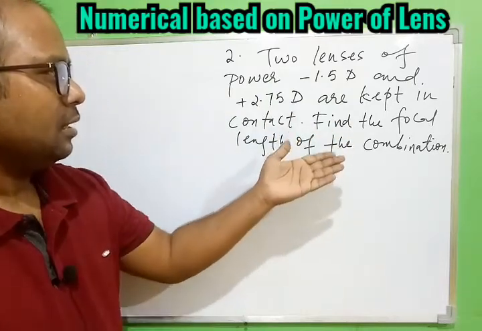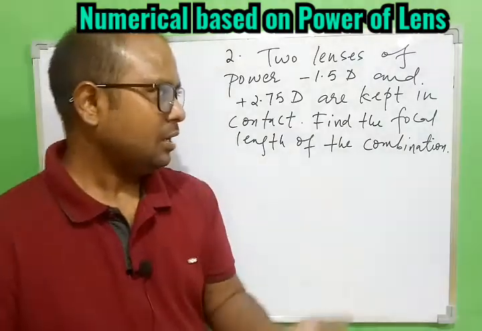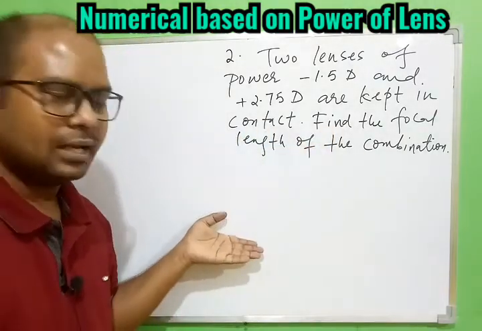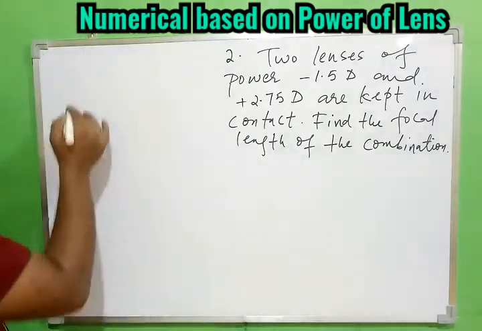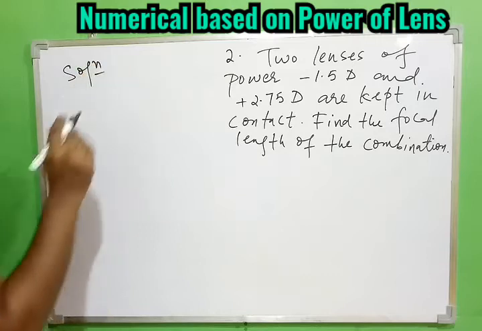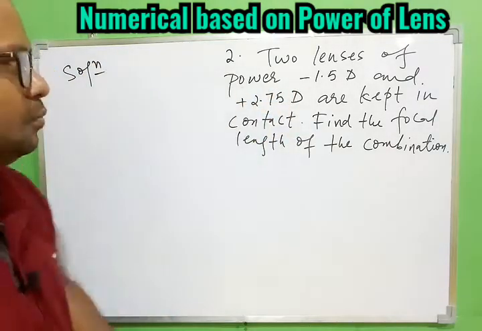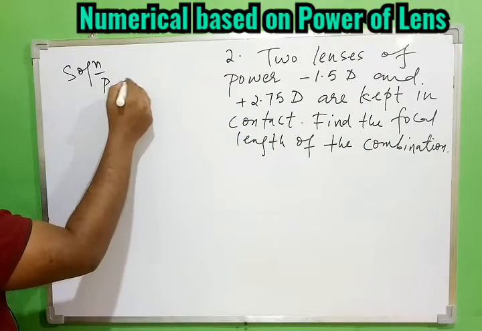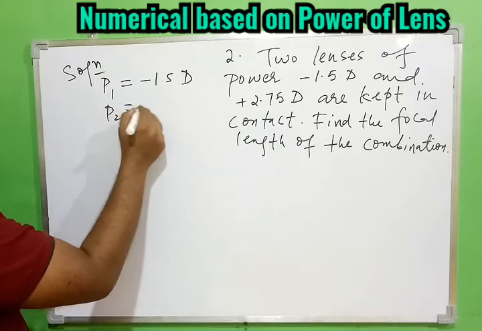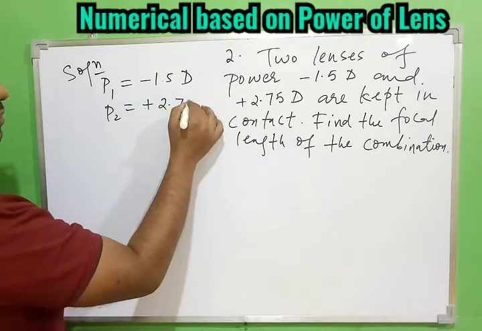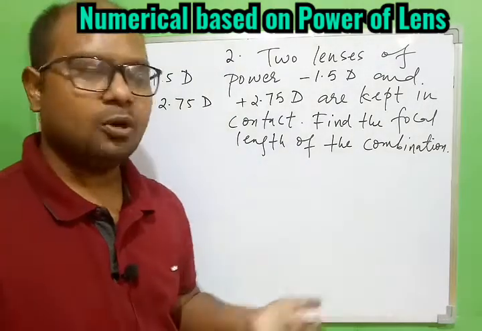Now the next numerical we have is: two lenses of power minus 1.5 diopter and plus 2.75 diopter are kept in contact. Find the focal length of the combination. First we will solve this, and then I will add another part of the same numerical so that you will have more understanding. Here again we have two different lenses, and it is already given in plus and minus. So P1 is minus 1.5 D, and P2 is plus 2.75 D. And we have to find the focal length of the combination.